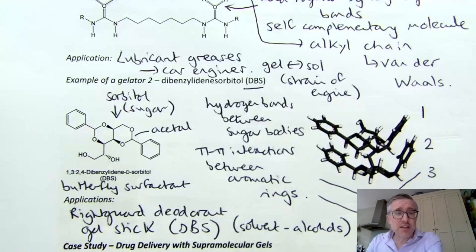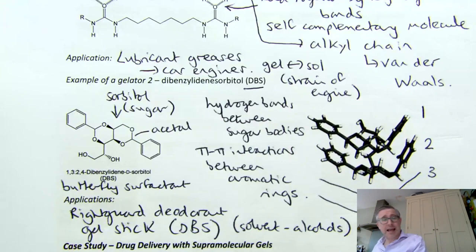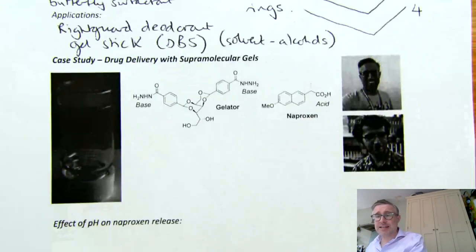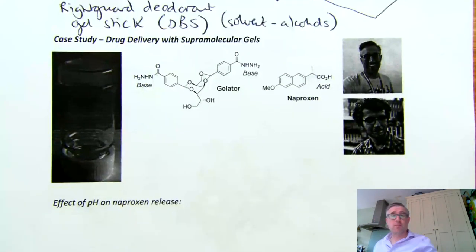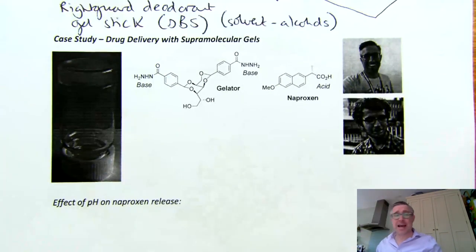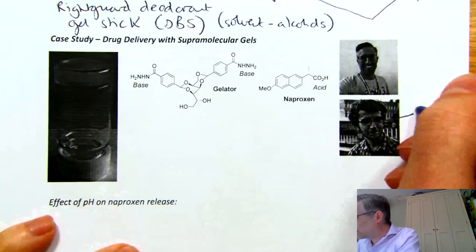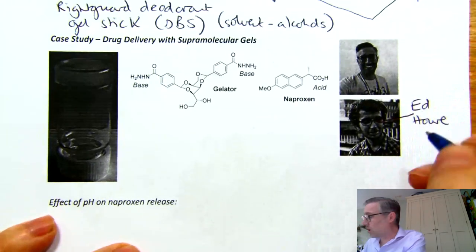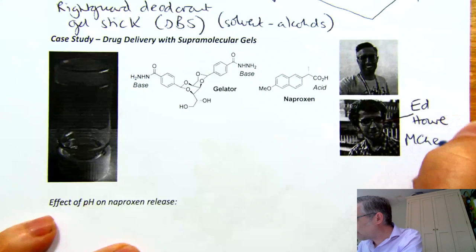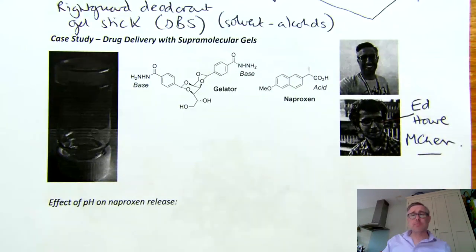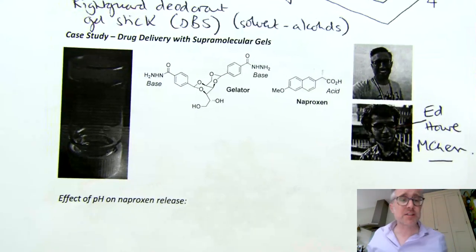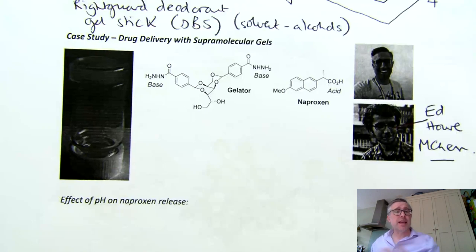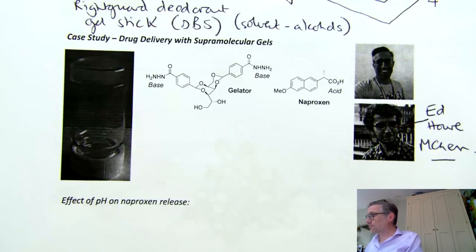So to finish this little screencast on self-assembling gels, we're going to do a case study, and we're going to look at an example that's come from my laboratory. And this work was done by Ed Howe. You can see his picture here. I'm going to label him and put his name. And he did this work when he was an MChem student in my lab. He then went on to St Andrews University to do his PhD in supramolecular chemistry.